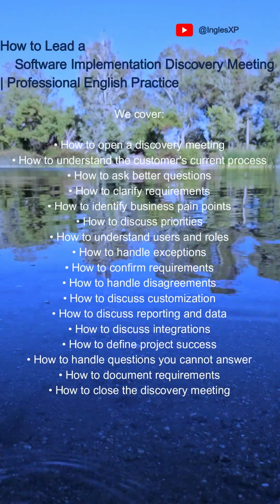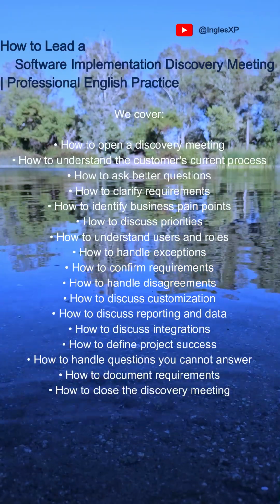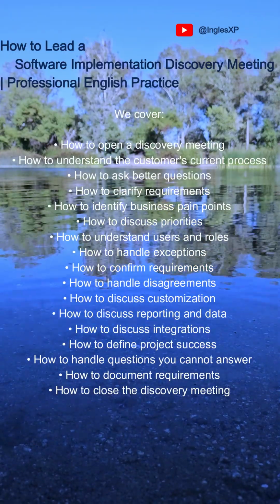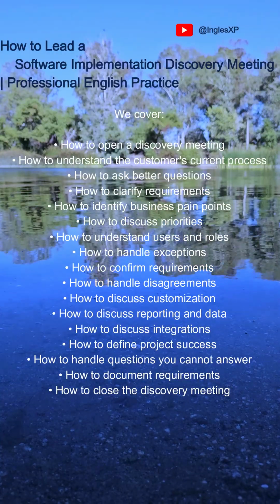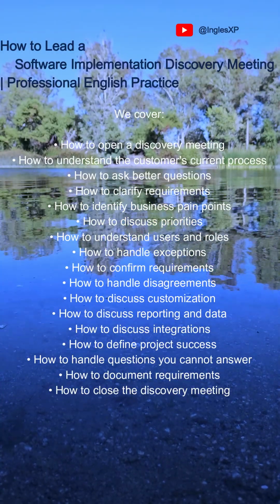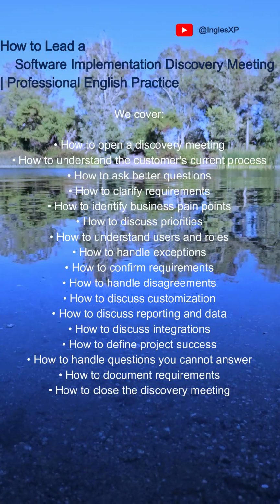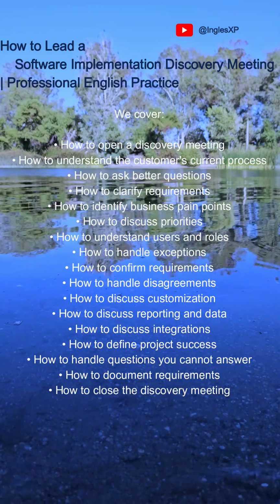This changes the conversation. You're no longer discussing preferences. You're discussing business objectives. Another useful phrase is, I think we may have two different requirements here. Let's document both and evaluate the impact. This prevents the meeting from becoming an argument. Remember, a discovery meeting should create understanding, not conflict.